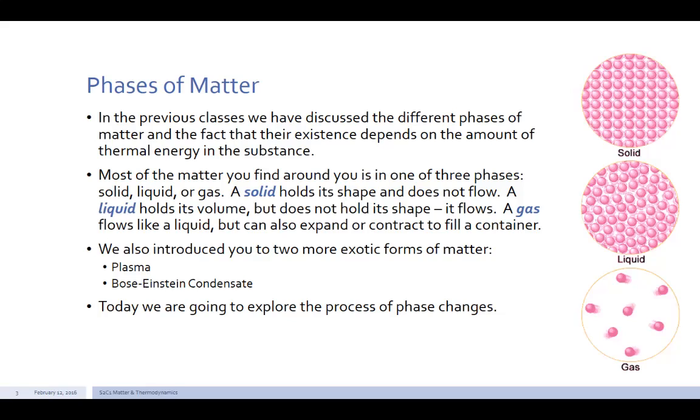But there are those other two forms of more exotic matter, the plasma and Bose-Einstein condensate. Now remember, we haven't actually found any Bose-Einstein condensates in the universe. These are all things that have been created here on Earth. And so the existence of those beyond the human forcing it to occur is maybe not as common, or maybe doesn't even happen at all. I don't know. Okay. So today we're going to explore the actual process of going from one phase to the next.